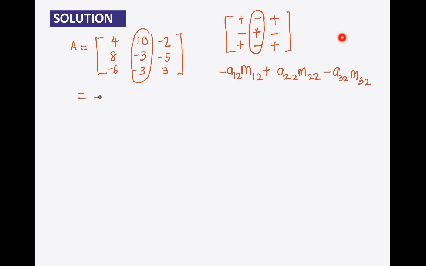So element A12 is negative 10 and M12 is eliminating row 1, column 2. So we're going to eliminate row 1, column 2, and the leftover elements are 8, negative 5, negative 6 and 3. Followed by a positive sign. Element A22 is negative 3 and we're going to find M22. So M22 means we're going to eliminate row 2, column 2. So we will be left with 4, negative 2, negative 6, 3. And please make sure you use a determinant sign because this is minor.